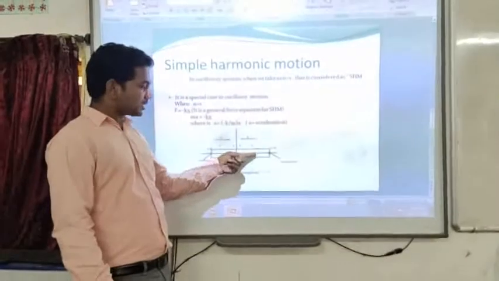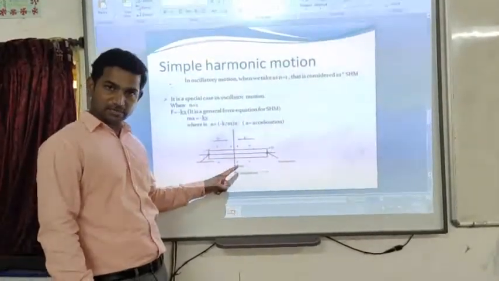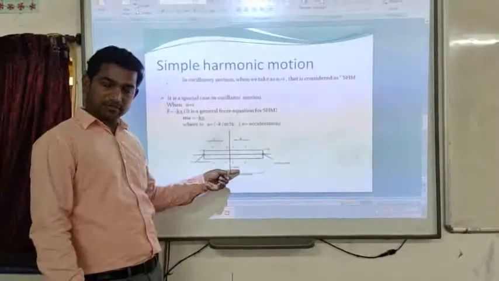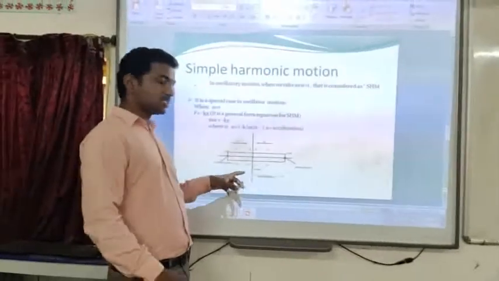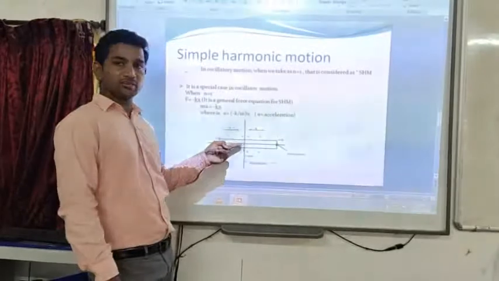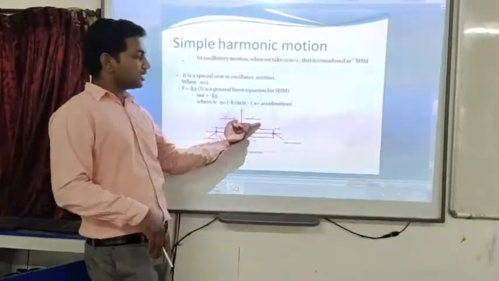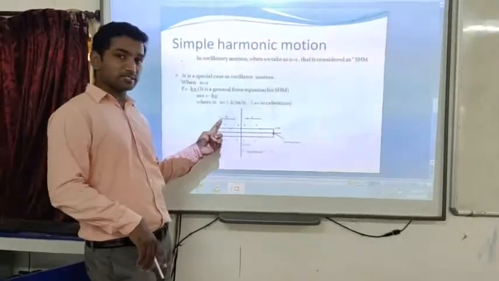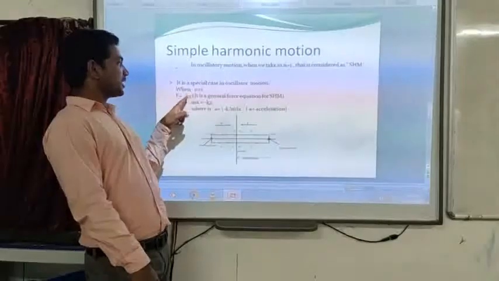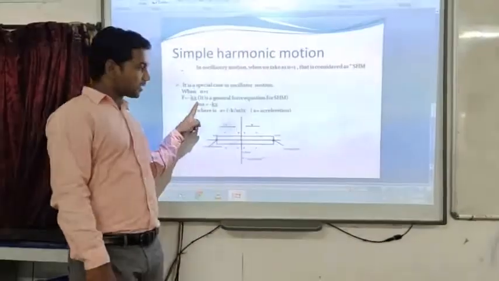Right, the object is coming in this direction. After reaching this position, the velocity of the object becomes maximum here, and so the speed is maximum in this case. If it enters the negative region, then the force direction changes. Initially the force is in this direction, now the force direction is changed. Why? Because x is negative. If x is negative, then the force becomes positive.